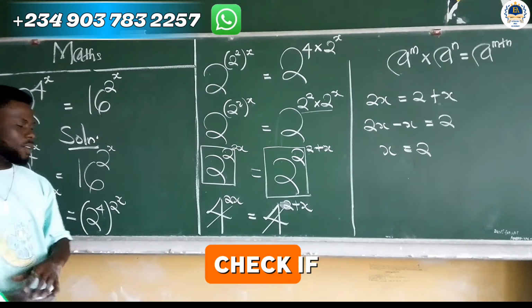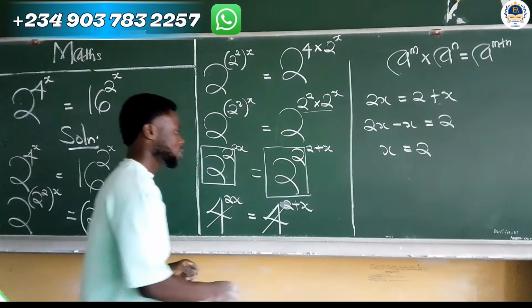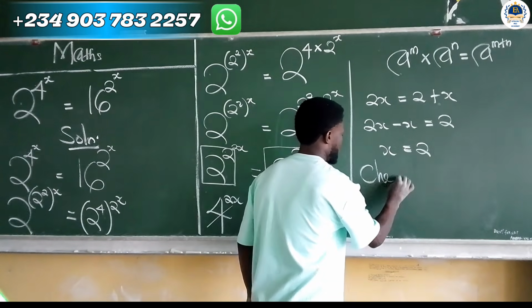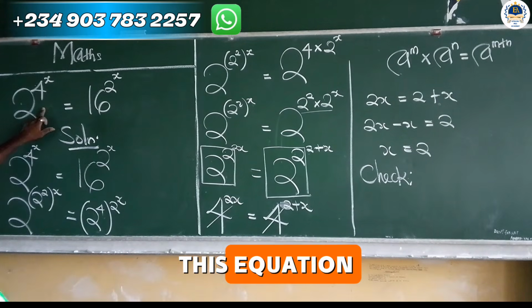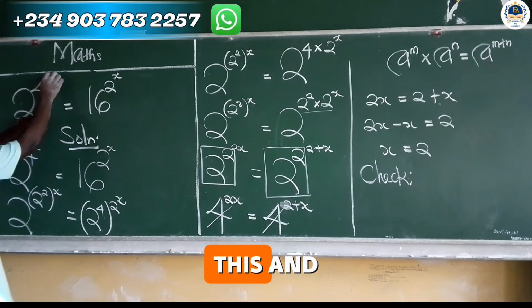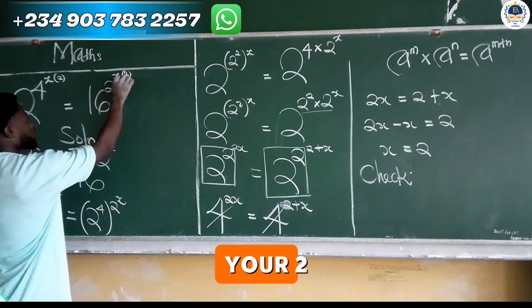Now you can still check if the answer is correct. If you don't know how to check, this is how to do that. To check, from this equation, you can take off this and put your 2. Remove this and put your 2.